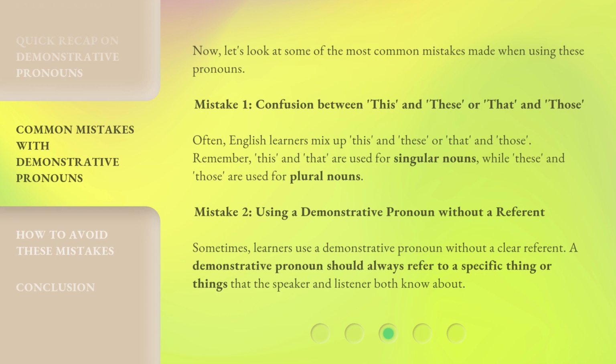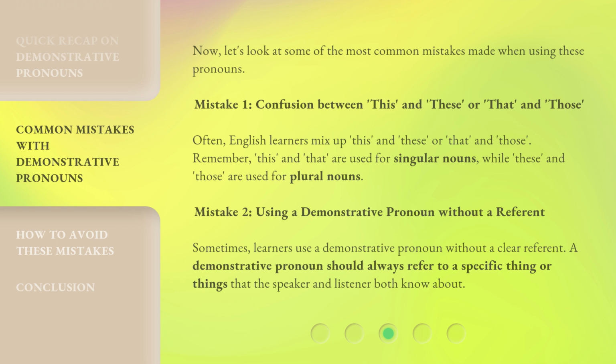Now, let's look at some of the most common mistakes made when using these pronouns. Mistake 1. Confusion between this and these, or that and those. Often, English learners mix up this and these, or that and those. Remember, this and that are used for singular nouns, while these and those are used for plural nouns.